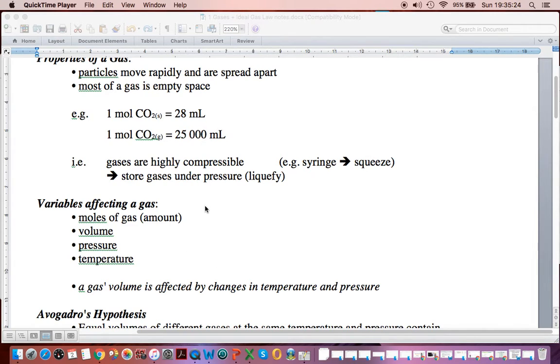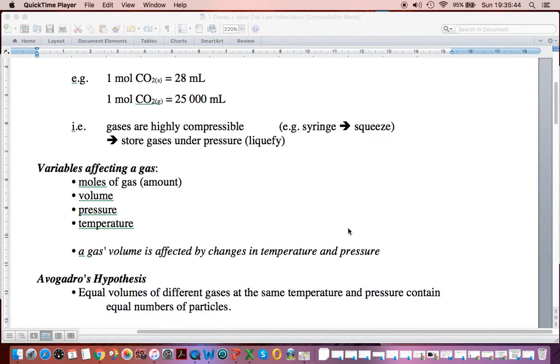Variables affecting a gas. Well, let's say you start off with a certain mass of a gas. That will dictate the moles you have. If we take the volume and stretch the volume or shrink the volume, that will affect the gas. If we increase the external pressure or decrease it, that affects the volume. And temperature greatly affects gas as well.